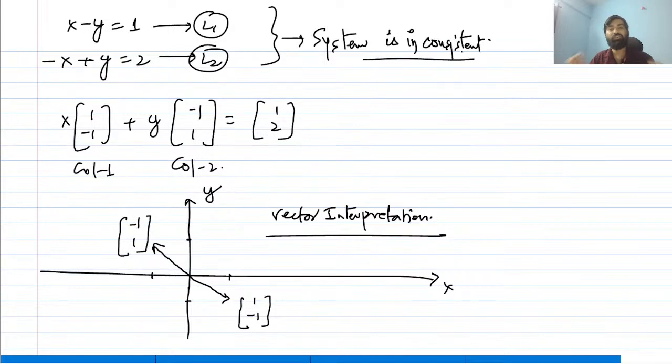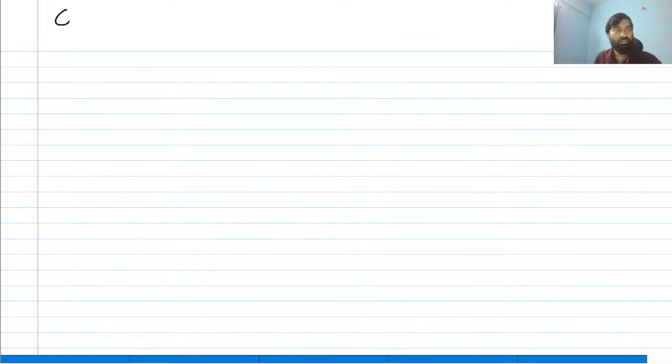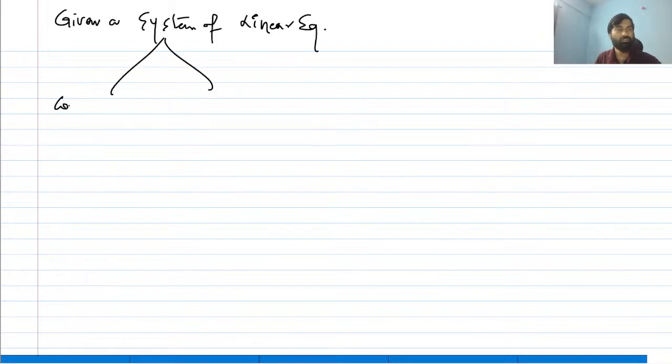So the moment you see a system of equations, what do you have to check? Given a system of linear equations, two possibilities will be there. One is consistent, and another is inconsistent. Consistent means it should not be 0 equal to some value; it should be 0 equal to 0. Then you can say the system is consistent.